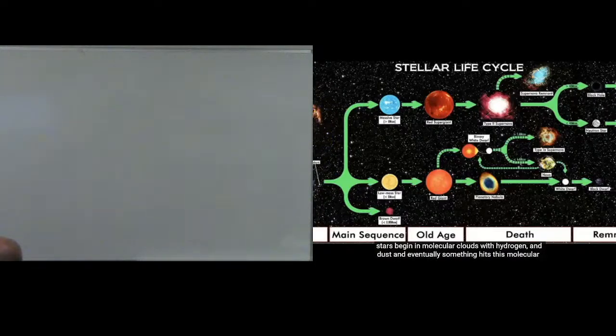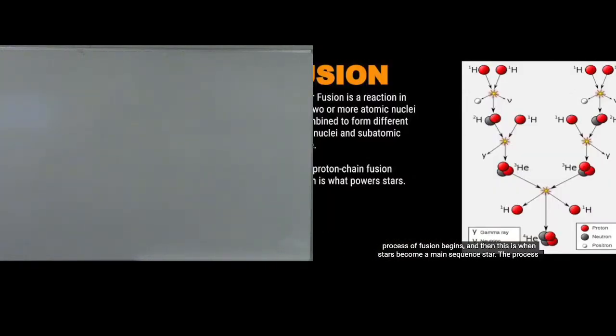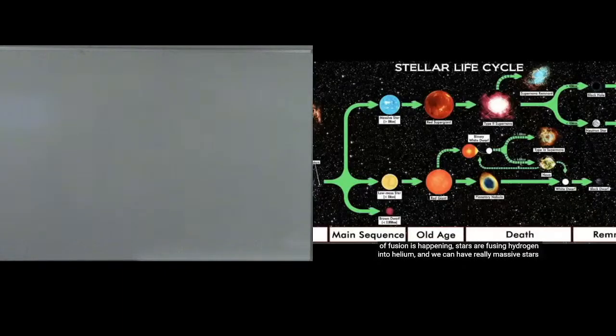All stars begin in molecular clouds with hydrogen and dust. Eventually something hits this molecular cloud, perhaps a shock wave from a distant supernova, and then protostars begin to form. Most stars form within clusters that are hidden inside a nebula. Once the stars reach a particular temperature, the process of fusion begins, and this is when stars become main sequence stars.